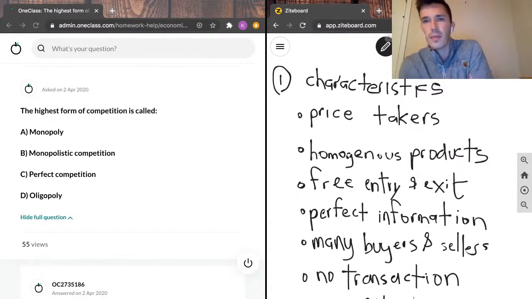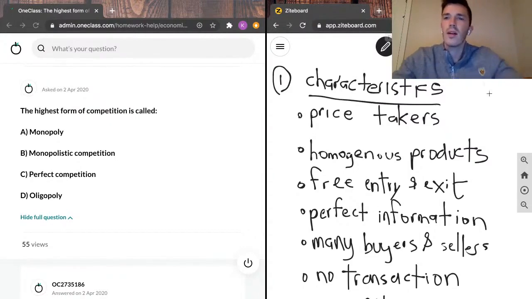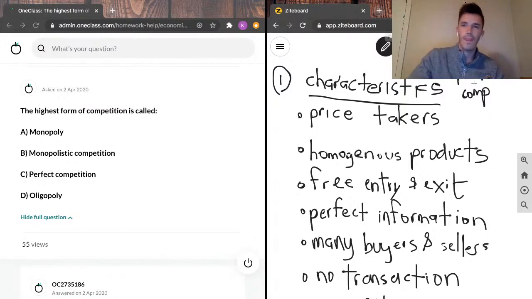I'll give you guys a couple seconds here to take a picture of this, the characteristics of a perfect competition. I'll give you guys 30 seconds or so to take a picture. And after this, I'm going to graph it and show you how perfect competition changes between the short run and the long run. We'll move on now.